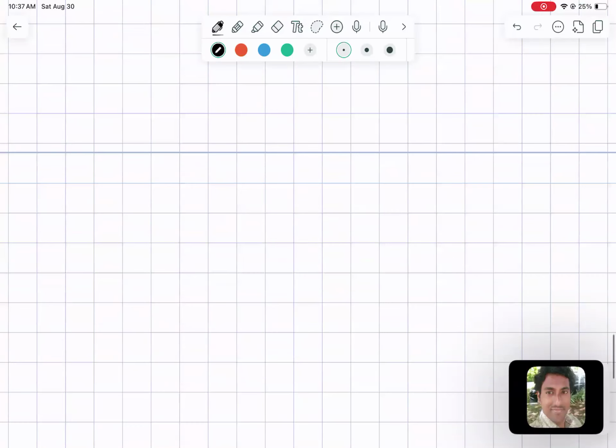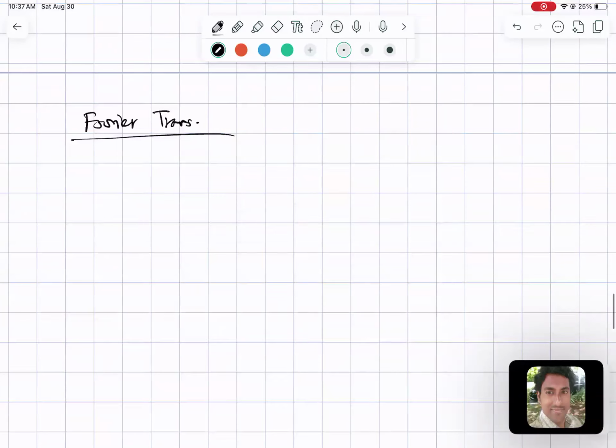Maybe, okay, let me briefly talk about the Fourier transformation. I think I've mentioned this before. Fourier transformation is a way to go from X space to K space and vice versa. So it means that we have the position and we have the momentum, position or the wave vector.